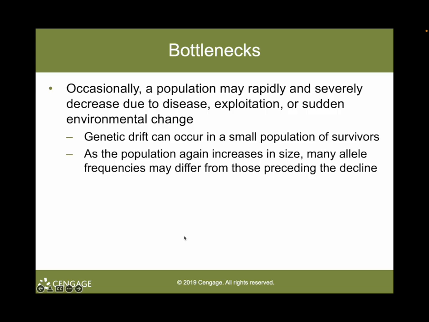First up is the bottleneck effect. When bottlenecks occur, genetic drift becomes a major evolutionary force, and it's because of fluctuations in the environment, such as depletion of food supply and outbreak of disease. A population may rapidly and markedly decrease from time to time. The population is said to go through a bottleneck, during which genetic drift can occur in the small population of survivors. As the population again increases in size, many allele frequencies may be quite different from those in the population preceding the decline.